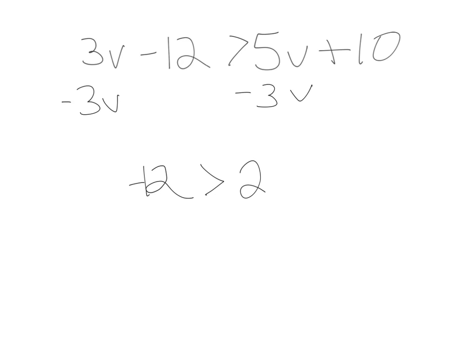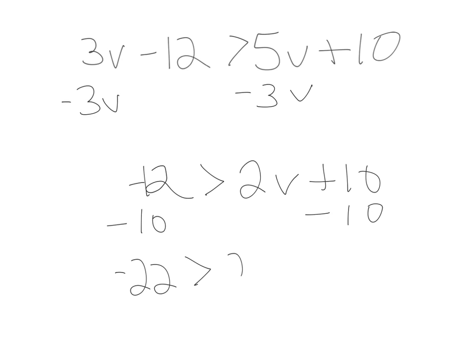So negative 12 is greater than 5v minus 3v, which is 2v, plus 10. I can subtract 10 from both sides. Negative 22 is greater than 2v. Divide by 2, divide by 2. Negative 11 is greater than v, or v is less than negative 11 if I were to turn that around.